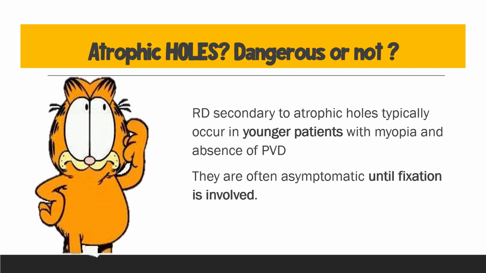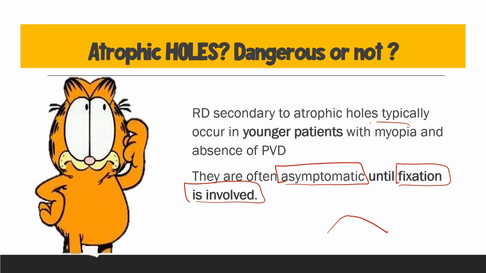Now, RD secondary to atrophic hole typically can occur in younger patients with myopia, even in the absence of posterior vitreous detachment. Okay, now these patients, when they do develop these sort of RDs or retinal detachment post atrophic hole, their retinal detachment will be asymptomatic. That means they will not show any symptoms like flashes, floaters, or blurring of vision until fixation is involved. What I mean to say is until the retinal detachment reaches the macular area, right? So remember, atrophic holes might become dangerous in a myopic patient, especially a younger myopic patient.